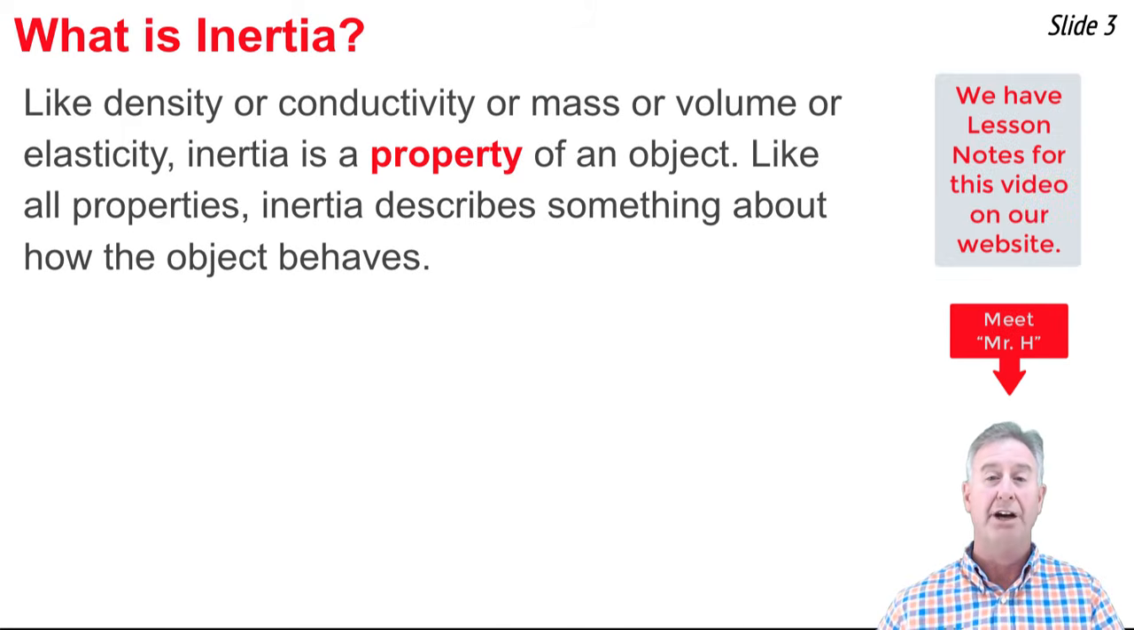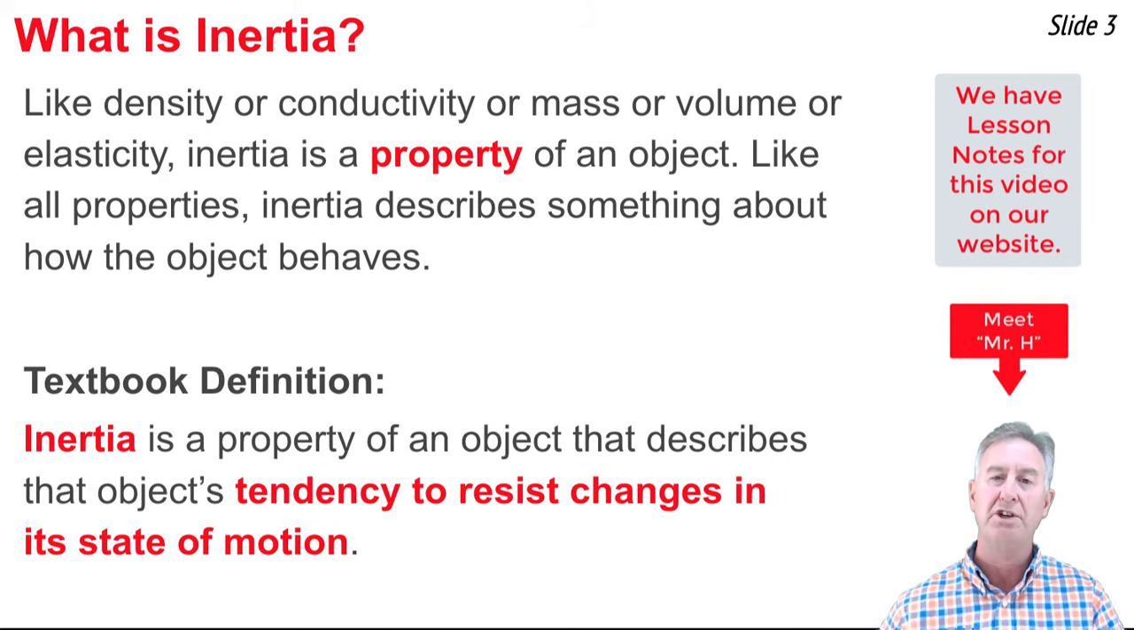Density, mass, volume, conductivity, elasticity, these are all properties of objects. Inertia is a property of objects also. Inertia, like all properties, describes how an object would behave. Specifically, what inertia describes is how an object behaves when a force is applied to it. Inertia describes the tendency of an object to resist a change in its state of motion when a force is applied to it.